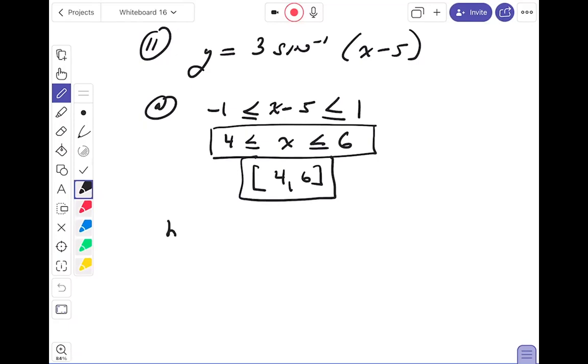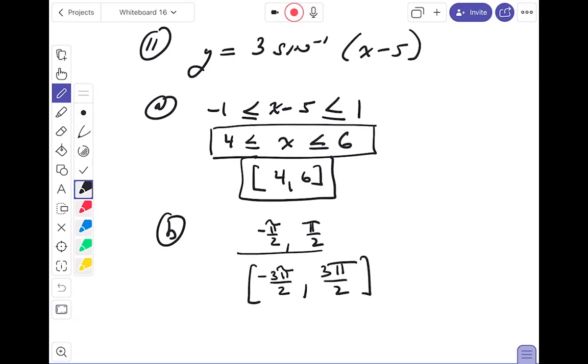Let me go to B. What does B say? What's the range of it? Well, certainly it has something to do with the arc sine. If you think about the arc sine, what it can return are the angles between minus pi over 2 and pi over 2. But the deal about this one is we're actually multiplying it by 3. So both of these things will be multiplied by 3. So we get minus 3 pi over 2 up to 3 pi over 2. And this is an interval. This is a fine answer. I'm also going to write down y.